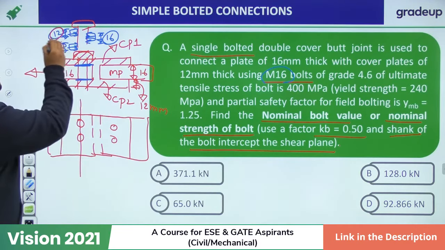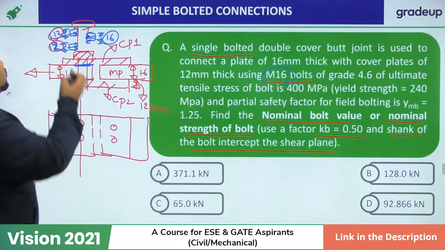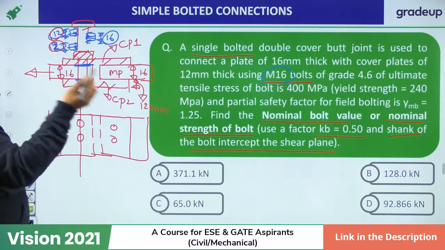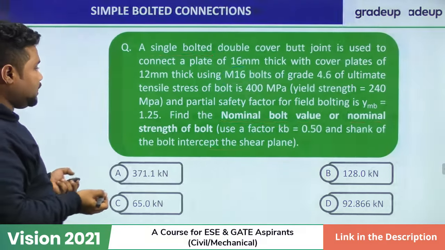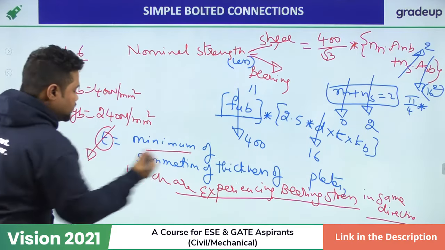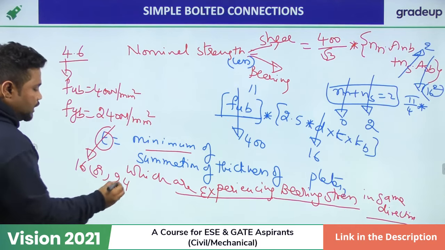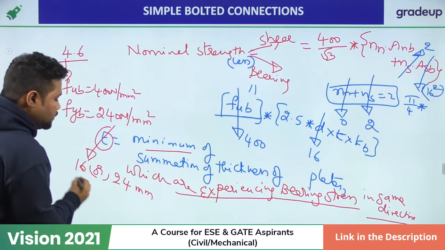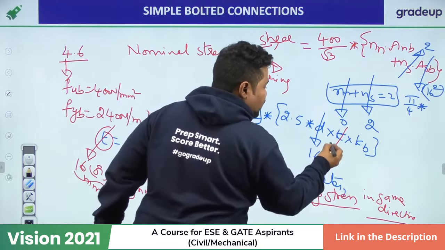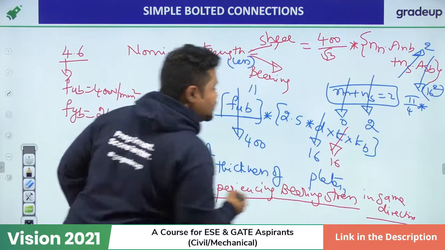Here you can see, I need to mention the summation. The plates experiencing bearing stress in the other direction are 12 plus 12, which is 24. So here I want to mention that this T, I need to consider the minimum, either 16 or 24. Out of these two, I need to consider the minimum. So obviously the T value I need to consider here is 16.